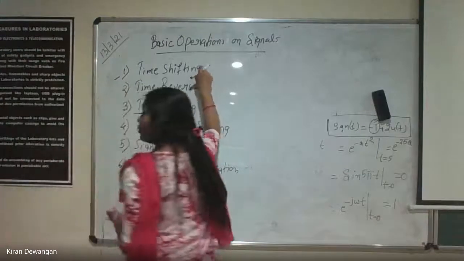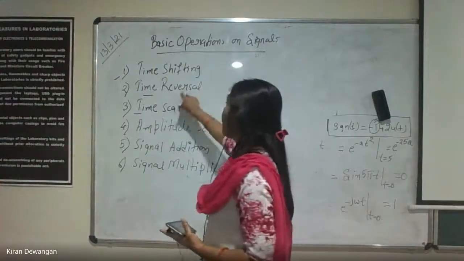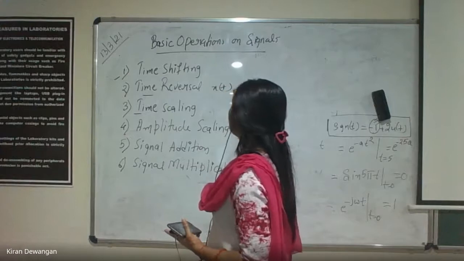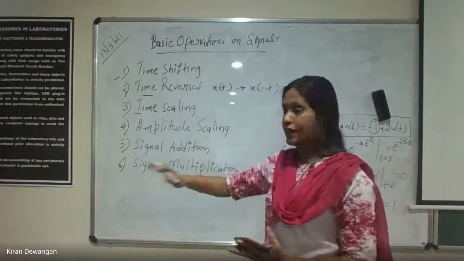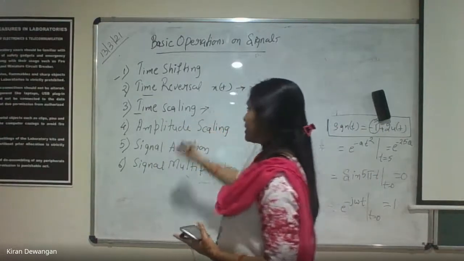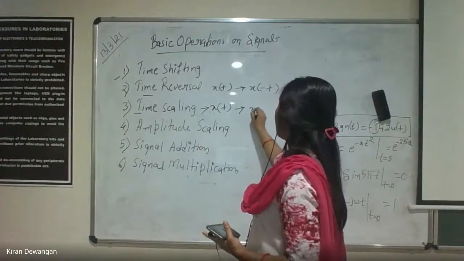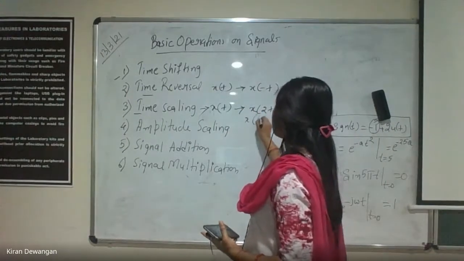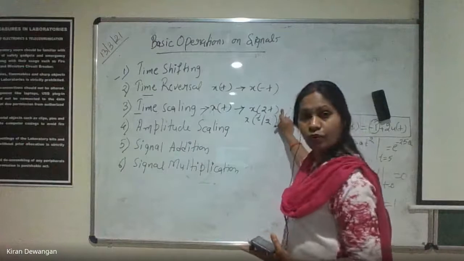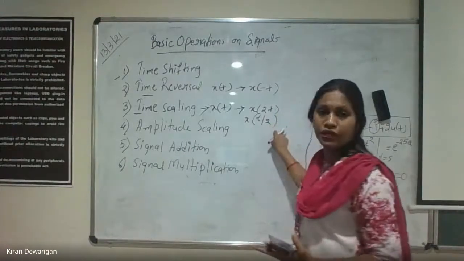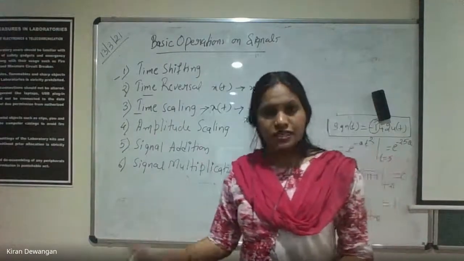Time shifting we already know, we shift either left or right depending on the values that we shift. Then time reversal: x of t is given, we have to plot x of minus t, meaning reversing the time, taking it to the negative side. Now time scaling, if we are given x of t, then we have to plot x of 2t or x of t by 2. That is scaling the time. It can be 3t, 4t, t by 3 or t by 6, any value.